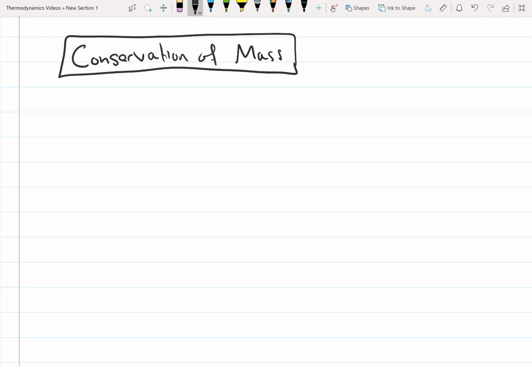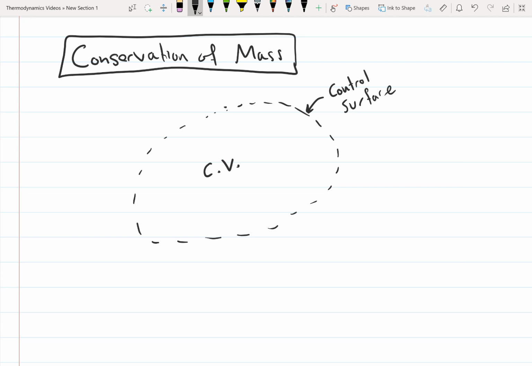So basically what we want to start with, let's say this is our control volume. And remember, a control volume is the terminology used for the volume of interest in an open system. An open system means that we have mass flowing in and out. So this is our control volume. This is called the control surface. So the volume is CV, control volume. The surface is control surface, or CS.